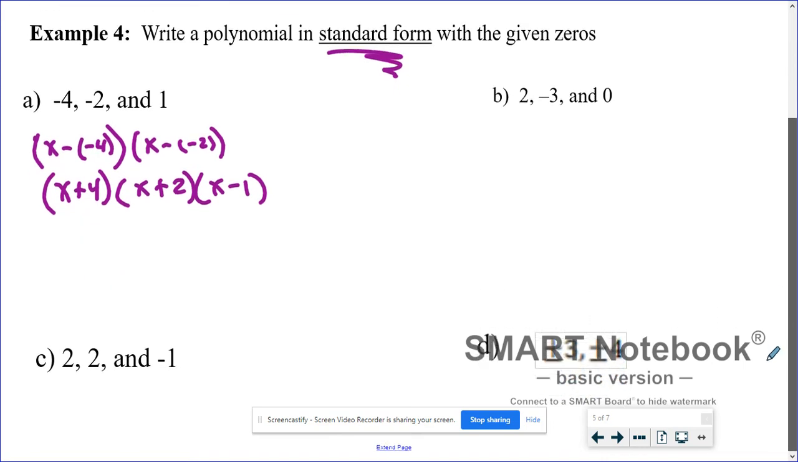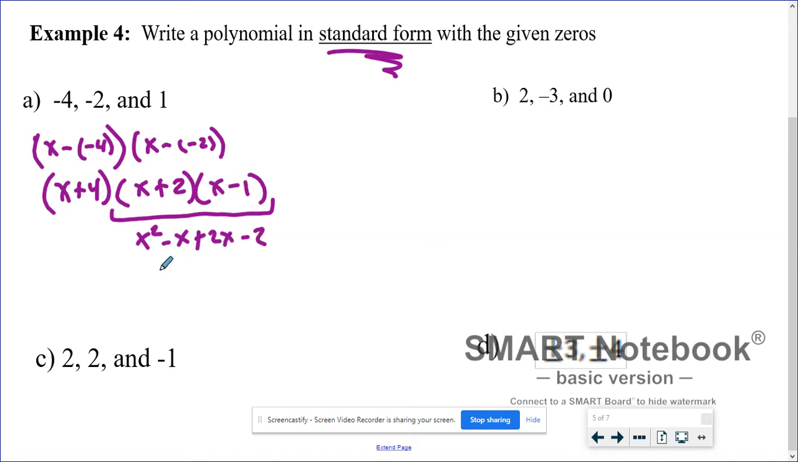So we're going to multiply it together just like we did in the first example. I'm just going to pick two of them and multiply them together first. Doesn't matter which two, I'm picking those two. X times x is x squared. X times 1 is -x. 2 times x is 2x. 2 times -1 is -2. So now I have x squared plus x minus 2.